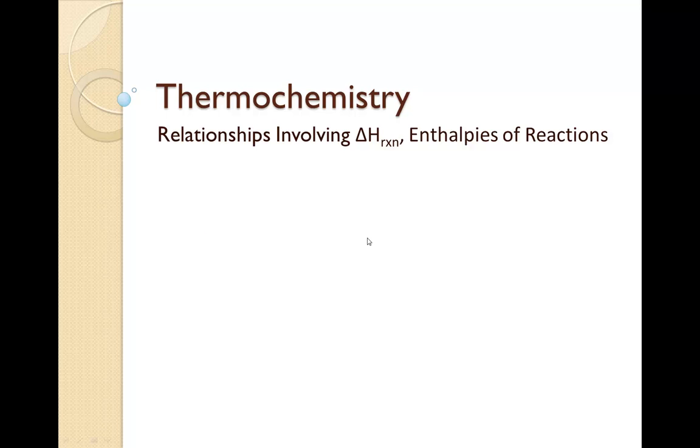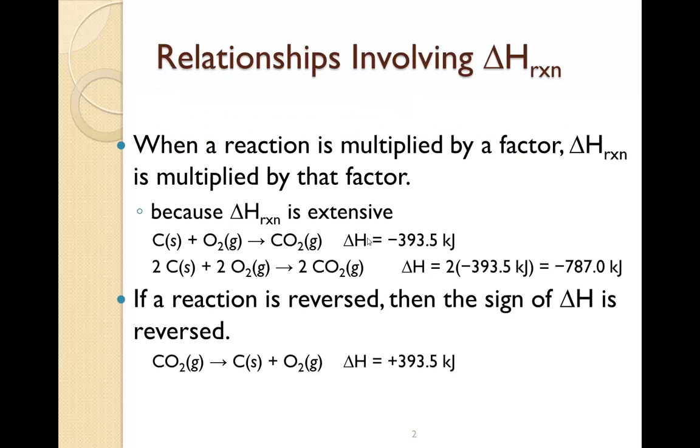In this tutorial, we will be discussing enthalpies of reactions. When a reaction is multiplied by a factor, delta H is then also multiplied by that factor. This is because delta H is an extensive property, meaning that it depends on the amount.